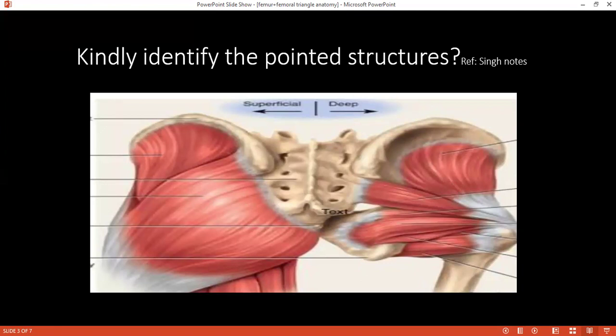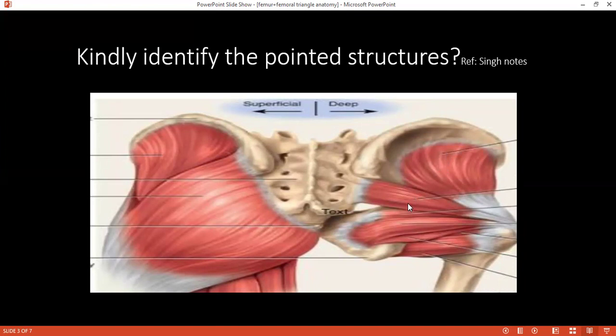Or can you name the muscles of the gluteal region as a whole? Yes, ma'am. Gluteus maximus, gluteus medius, gluteus minimus. Okay, this is gluteus maximus. You were right before, but you were not sure. This is gluteus medius, and on the other side, this one is gluteus minimus. It's one of the deepest muscles.